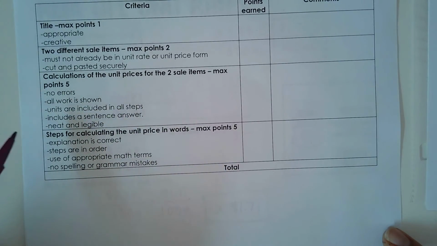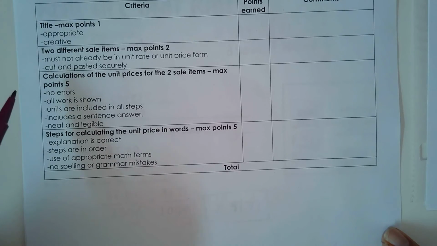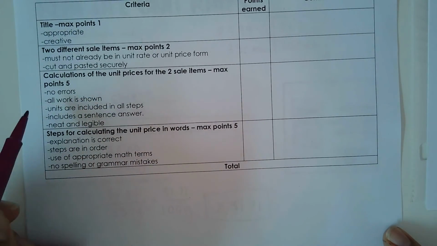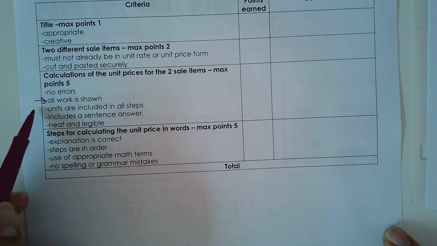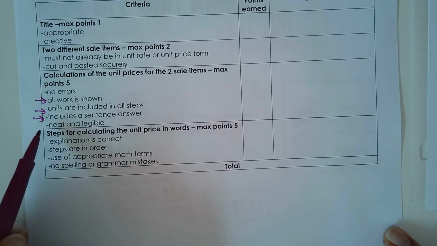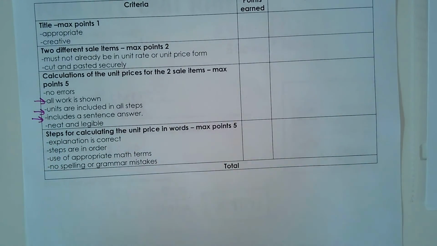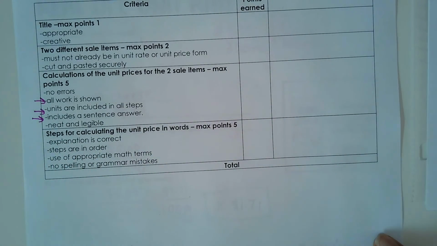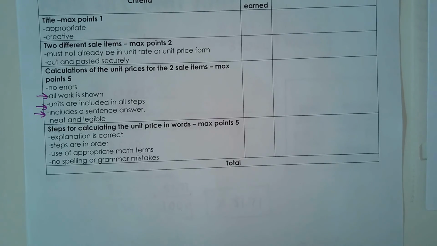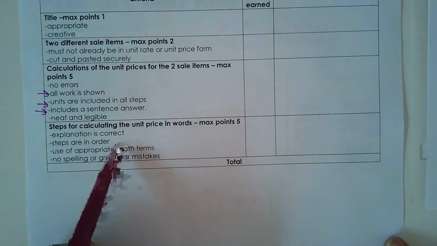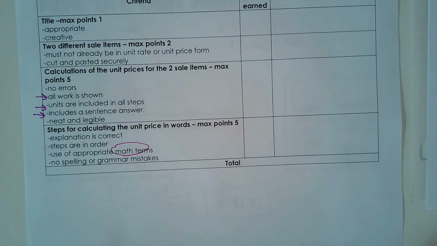The third box here consists of calculating the unit prices. You need to show all your work. Make sure you include units. Make sure you include a sentence answer, and I want to be able to clearly see your steps. And then the last portion here as well, communicate to us. So explain to us how you went through and calculated it using sentences, using words. Make sure to include appropriate math terms, okay?